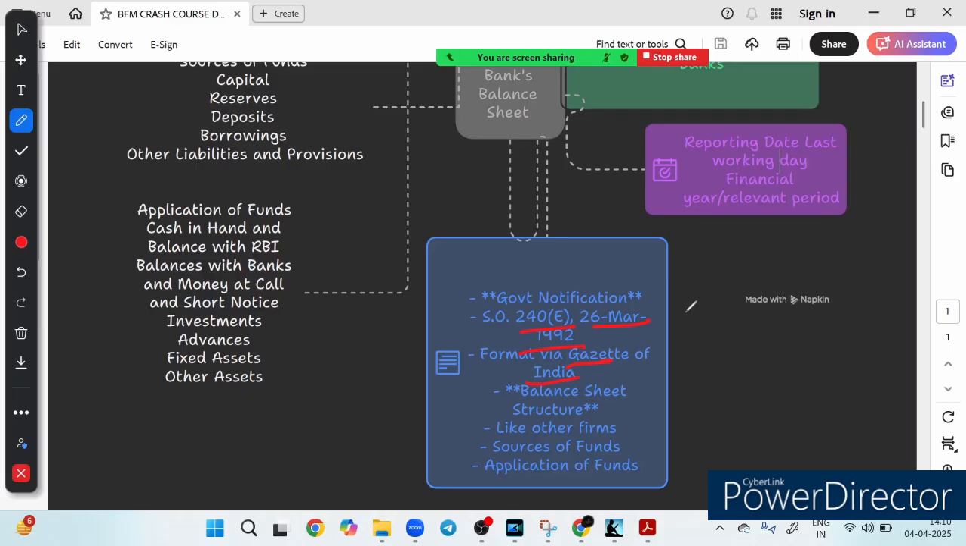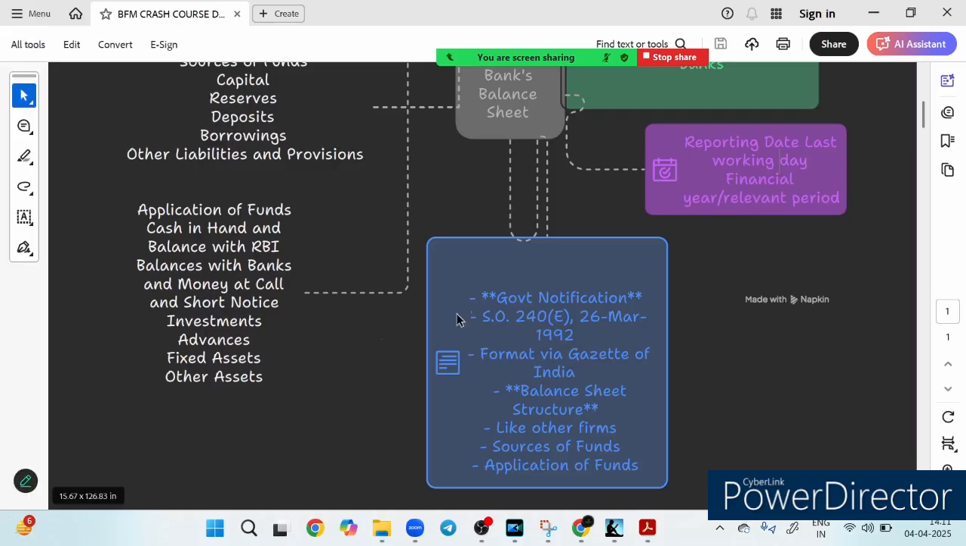Now when do banks finalize and report this financial data? It happens on the last working day of the financial year, right? This ensures transparency and accountability. So to conclude, a bank balance sheet is not just a financial document. It is a structured, legally regulated report that reflects the bank's financial health.